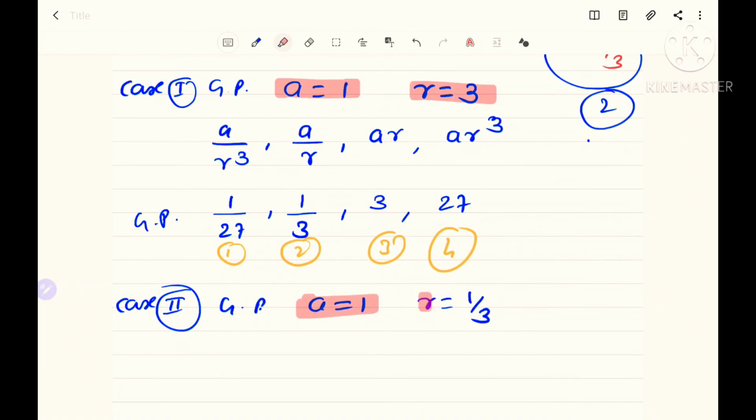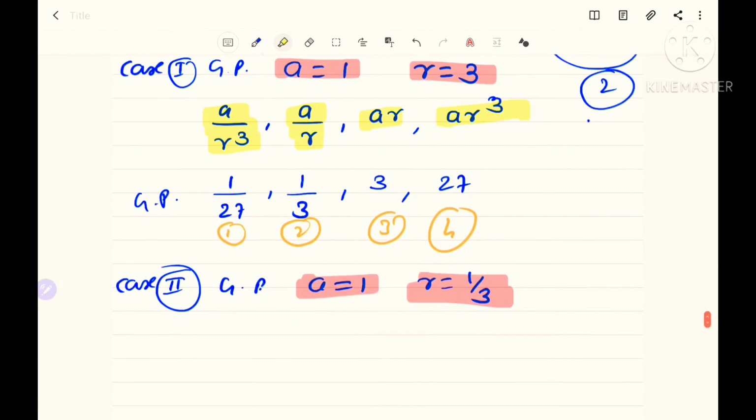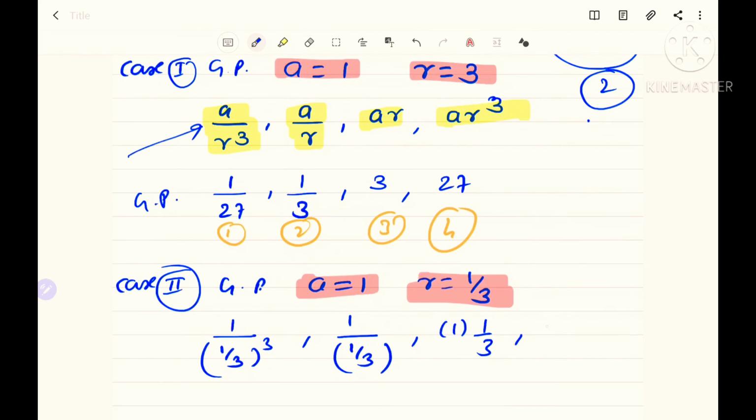So a equal to 1, r equal to 1 by 3, and please apply these 2 values to these 4 numbers. First number a by r cube, second a by r, third is ar, and fourth is ar cube. If you substitute, you will observe a very interesting fact. A is 1 but r is 1 by 3, its cube. This is the first number. Second number, a is 1, r is 1 by 3. Next one in the list is 1 into 1 by 3. And the last one is 1 into 1 by 3, its cube.